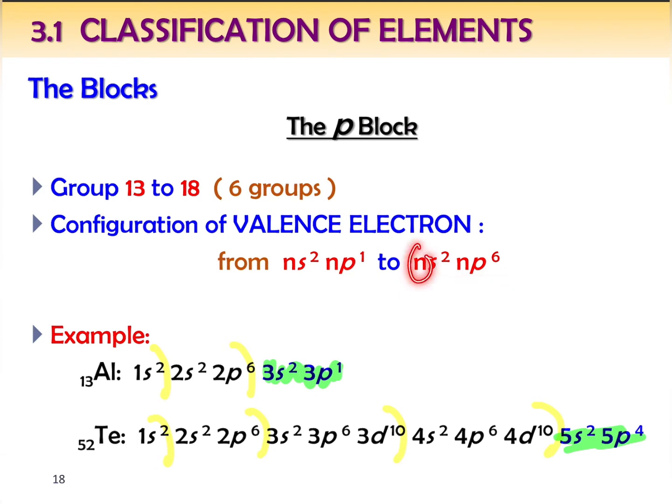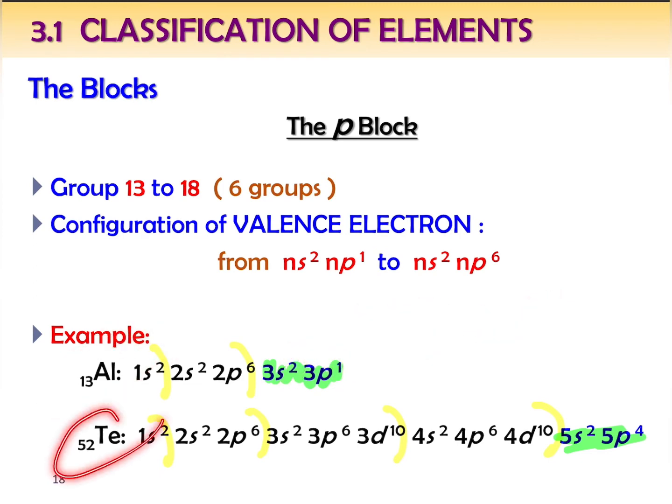So n ini merujuk kepada dia punya principal quantum number lah. Okay, so let's say kita tengok aluminium ada 13 elektron. So it will end at 3s2 3p1. So since kamu nampak P block dekat situ yang paling akhir tu, so P block 3 tambah 10, 3 valence elektron ni tambah 10, kamu akan dapat 13. So maksudnya aluminium adalah group 13.